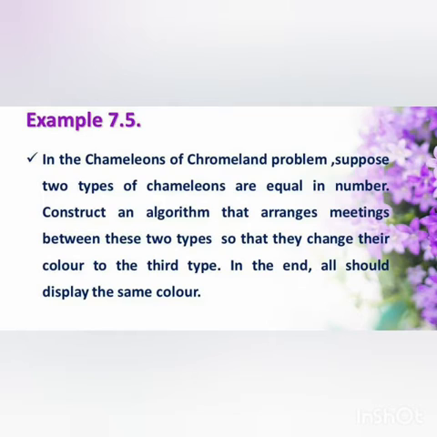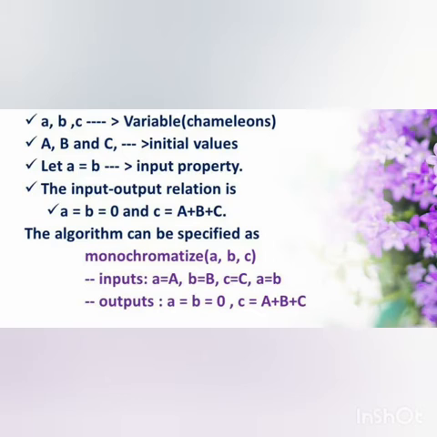This is possible when two types of chameleons are equal in number. We have a possibility to get all the chameleons in the same color. So, construct an algorithm that arranges meetings between these 2 types so that they change their color to the third type. In the end, all should display the same color. Now, we are going to write the algorithm: Monochromatize of A, B, C. Here, Monochromatize is the name of the algorithm and A, B, C are 3 input variables.